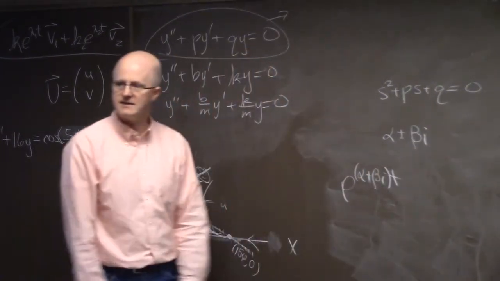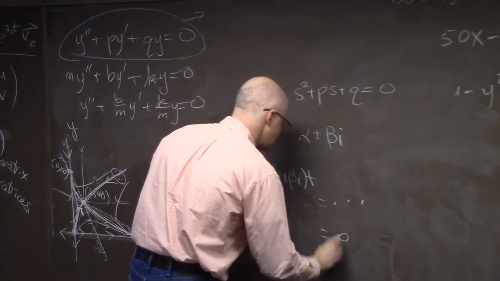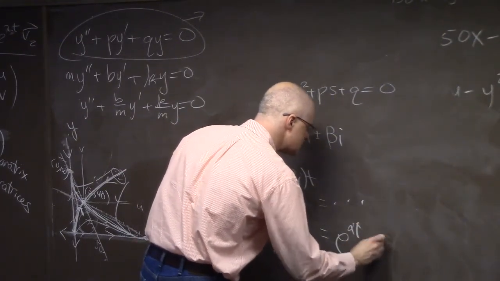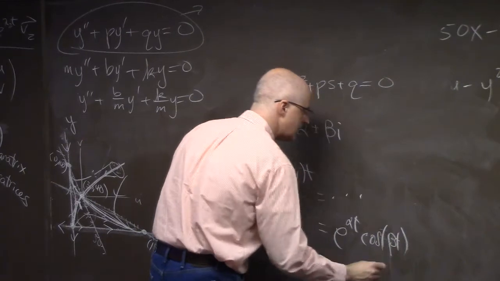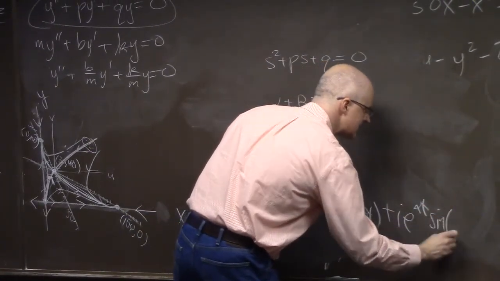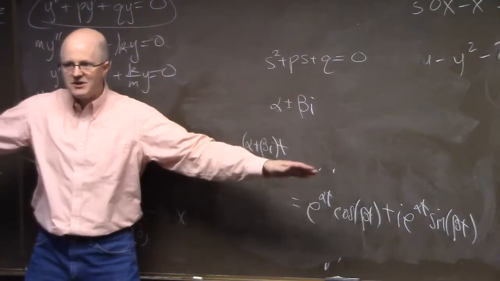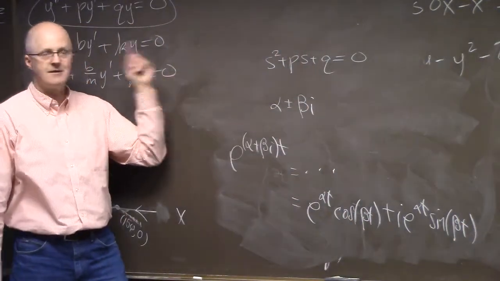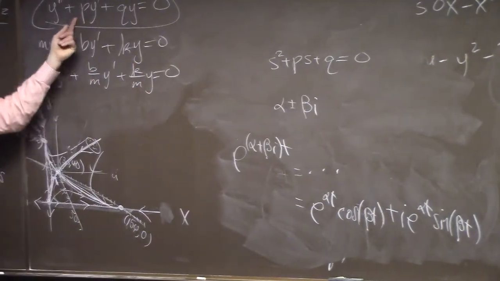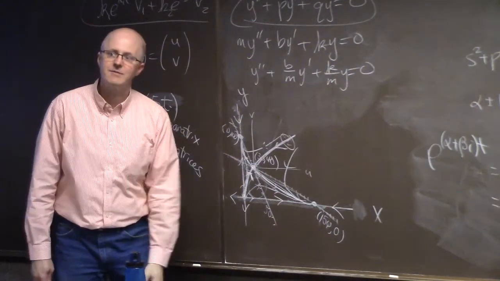Consider this complex solution. With Euler's formula, it ends up equaling e to the alpha t cos beta t plus i e to the alpha t sine beta t. That is a complex solution. That's not a general solution of the original equation. But you can use it to find a general solution.